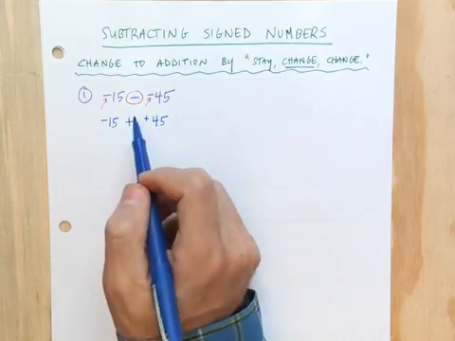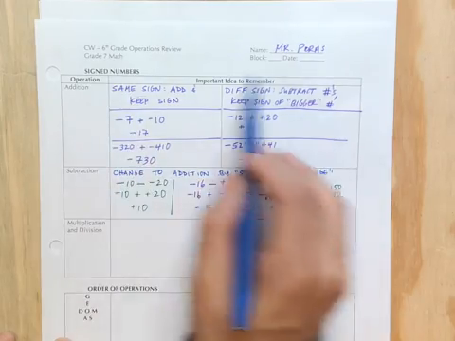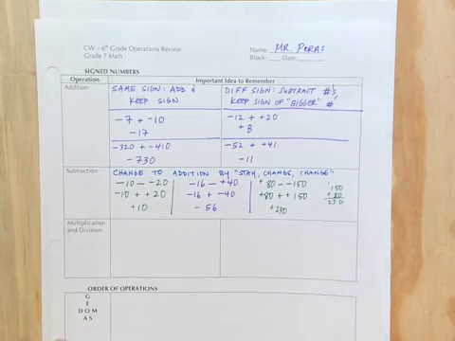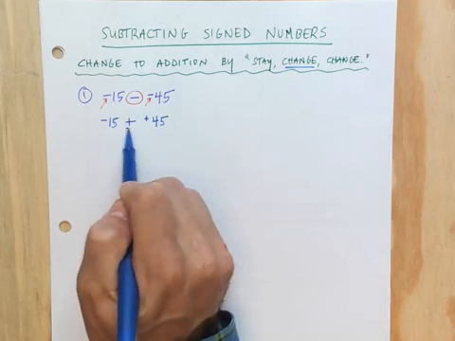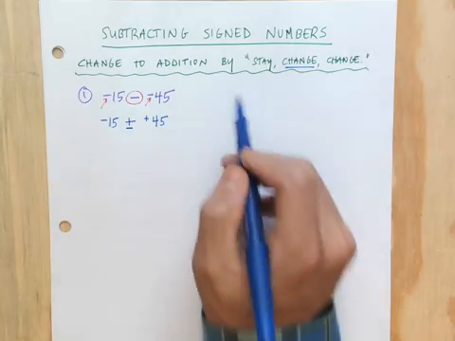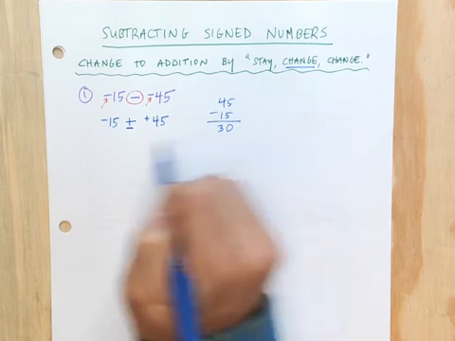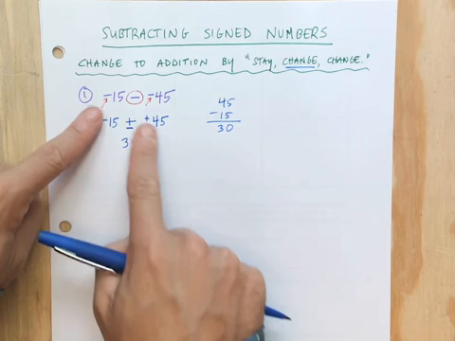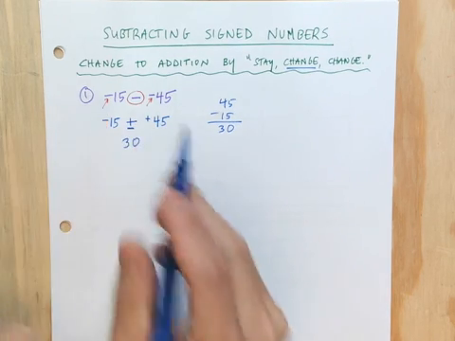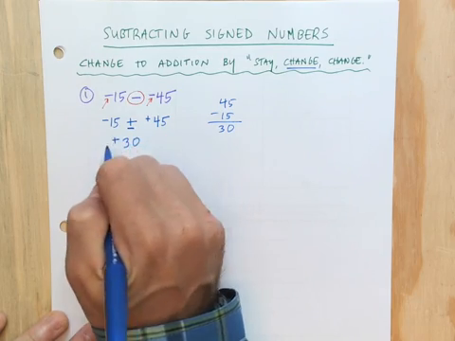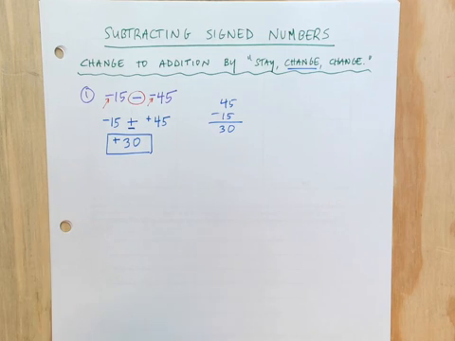So I've changed it to an addition problem. Now I'm going to use my rules for addition from your notes sheet. There's also a video on how to add signed numbers if you want to watch that. Here I'll see that I'm adding two numbers with different signs, so I'm going to subtract the numbers off on the side. 45 minus 15 is 30. I look at the numbers ignoring the signs and decide which one's bigger. 45 is bigger, so I use the sign of that number to get positive 30. We'll do one more example.